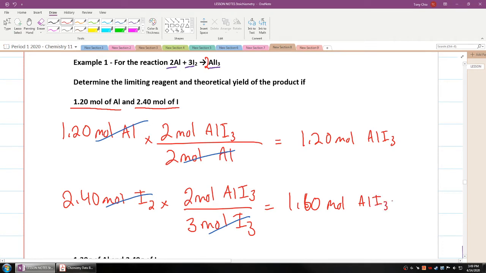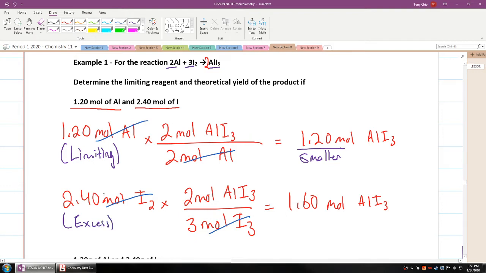So looking at this, which one produced the least amount of moles of your product? Is it the aluminum or is it the iodine? From here you can see that your aluminum will produce the smaller amount. And because it's smaller, your aluminum is your limiting. Your iodine is your excess.